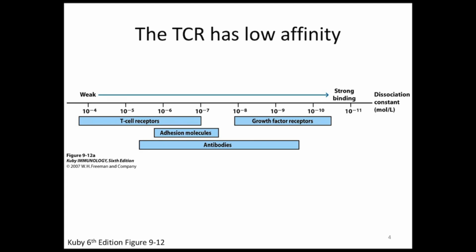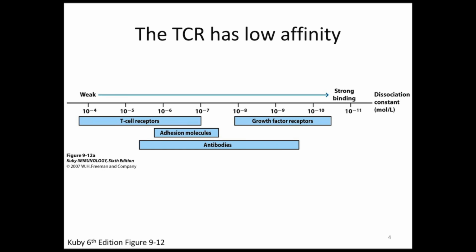And this is in contrast with the antibodies, which have a higher binding strength, and some other kinds of protein-protein interactions that are much higher. So the basic idea that you need to know here is that the TCR binding to MHC plus peptide, while it's really specific, yay, it's also kind of weak.